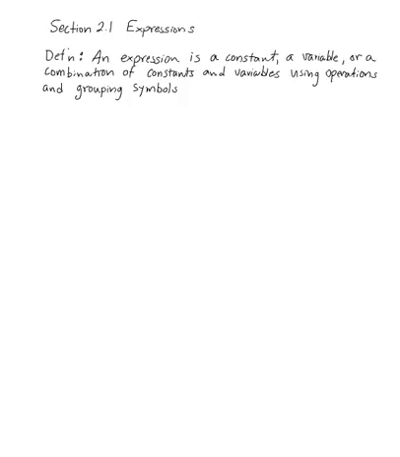Section 2.1, expressions. All right, so we're getting more into the type of thing you normally think of with algebra. We're going to see lots of x's and things today, but we've got to get through this so we can get to stuff that's a little bit more interesting. So an expression is a constant, a variable, or a combination of constants and variables using operations and grouping symbols.